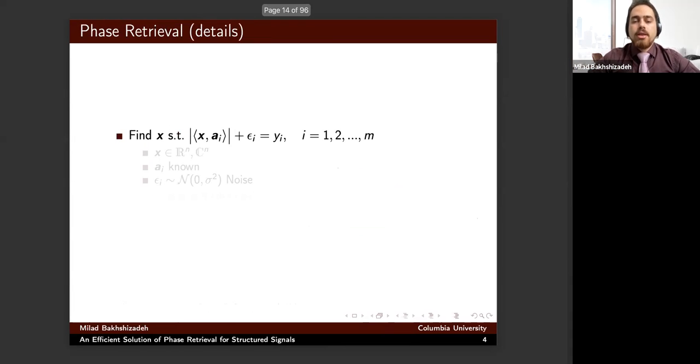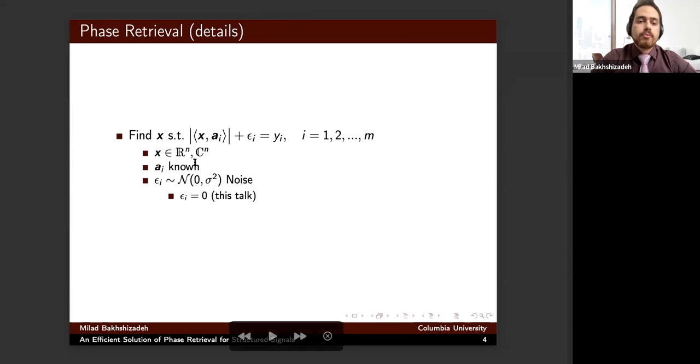So let's formulate it mathematically. Phase retrieval is the problem of finding X from its phaseless measurements. In this display, X is a real or complex signal in high dimension. The a_i are known sensing vectors. They can come from a known distribution or they can be any fixed vectors with which we measure our signal. And epsilon_i denotes the noise, which is usually assumed to be Gaussian. But for this talk, I want to focus on the noiseless setting. So from now on, I'm going to assume all epsilon_i's are 0.